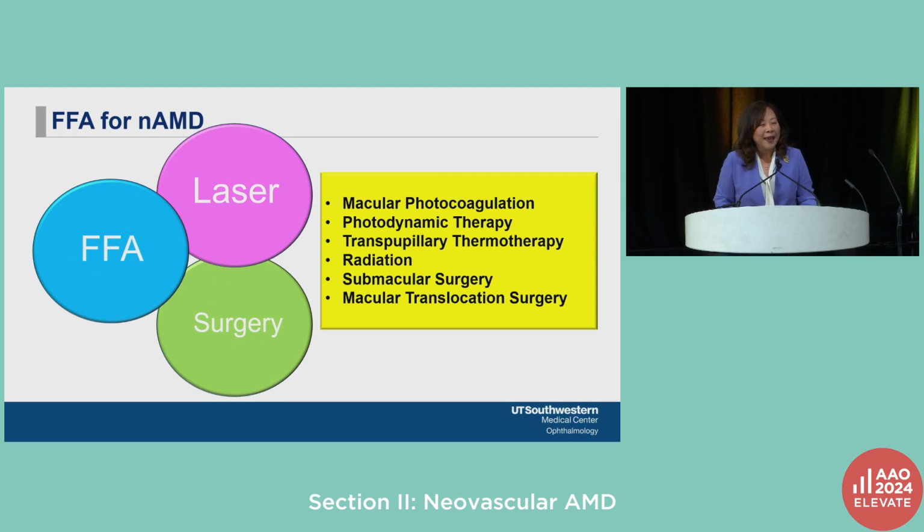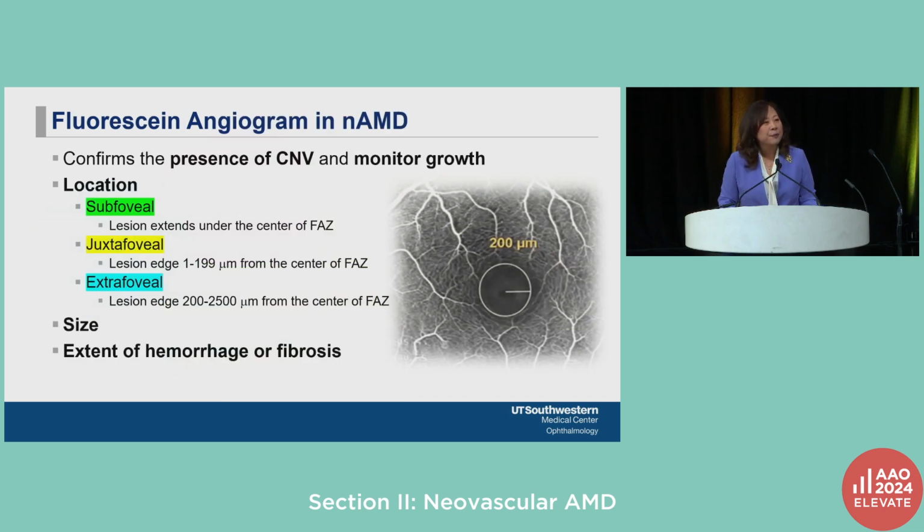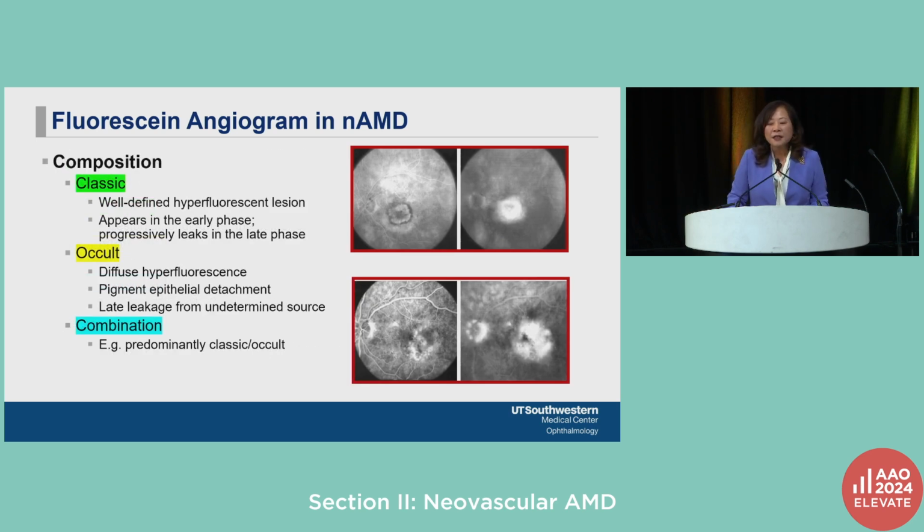Fluorescein angiogram has allowed us to perform many clinical trials that brought laser and surgery as treatment options for neovascular AMD. It confirms the presence of CNVM, as well as location, size, and extent of hemorrhage and fibrosis, and monitors the growth. We classify neovascular AMD based on fluorescein angiogram leakage, namely classic, occult, and combination.